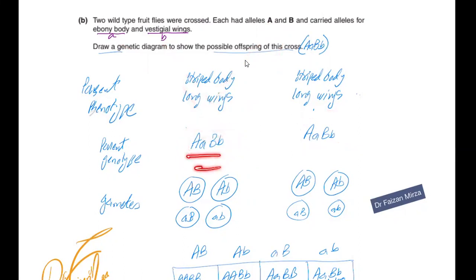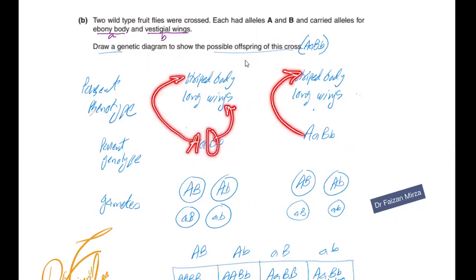Now, what does this mean? If even a single capital A is present, then definitely the body is striped. So we mentioned that it's a striped body. And if there's a single capital B, it's having long wings. So two of these varieties are crossed.